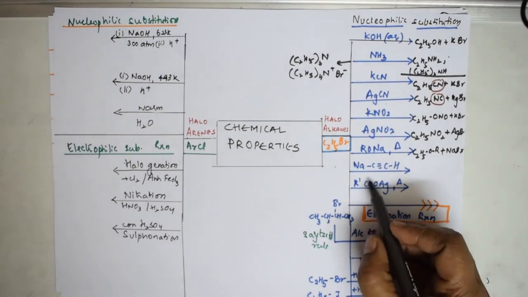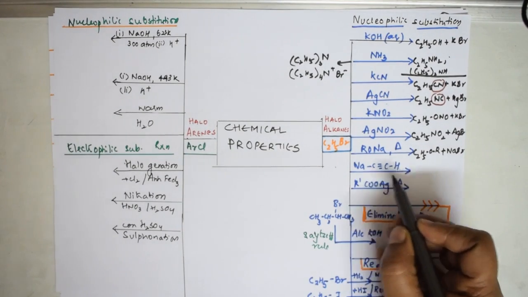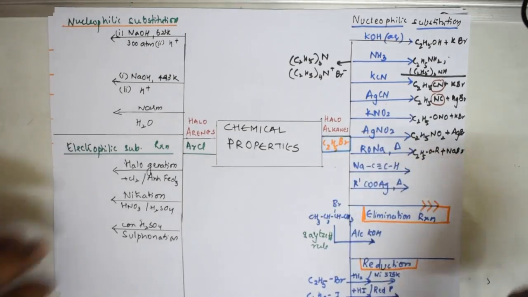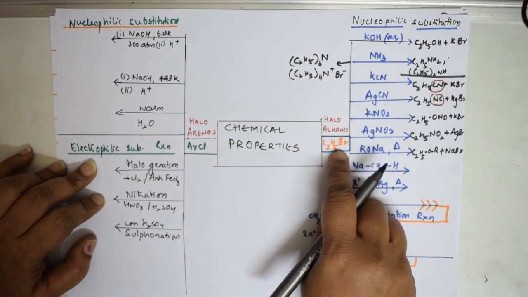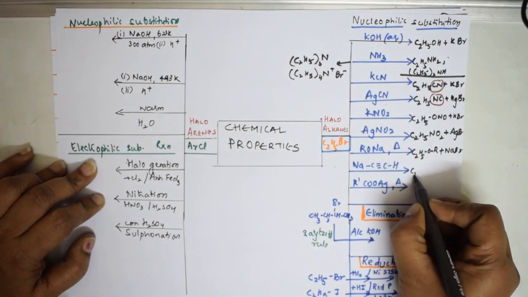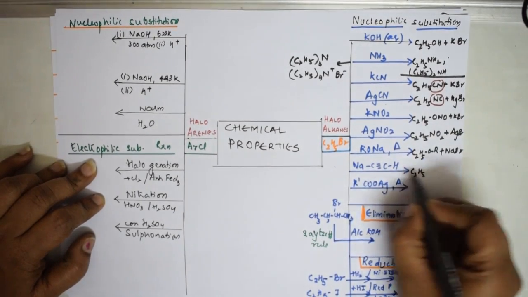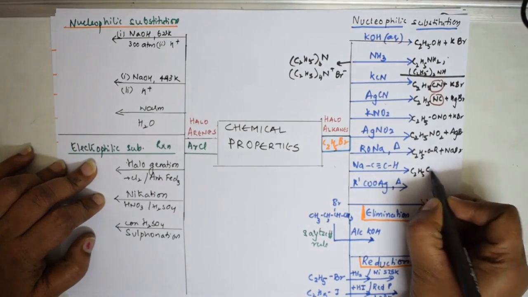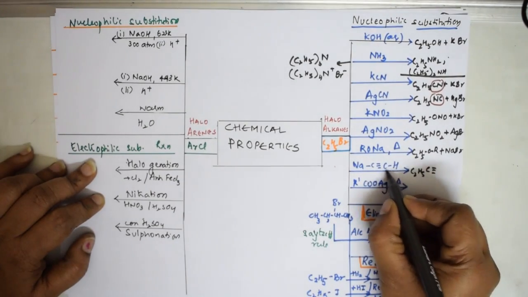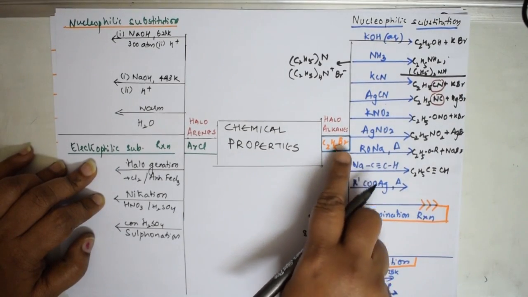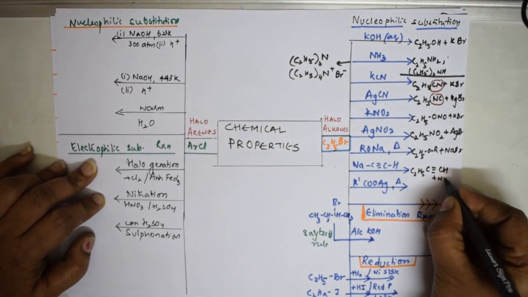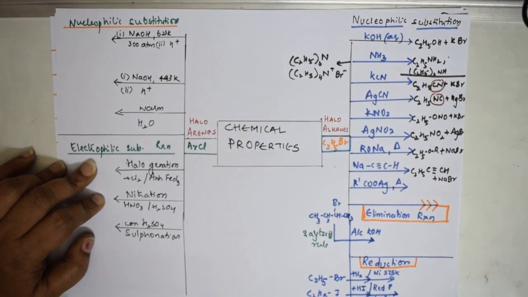Done. Next, if I take sodium acetylide in the presence of alkyl halide, simple students, see here, you're going to take C2H5 first. Then you're going to write the C, then triple bond. This CH is already there. Then what is coming out? Na comes out with Br as NaBr. Done, students? Hope this is clear.